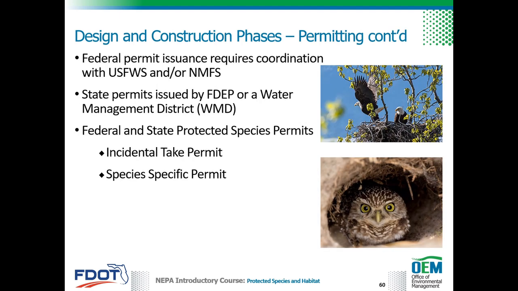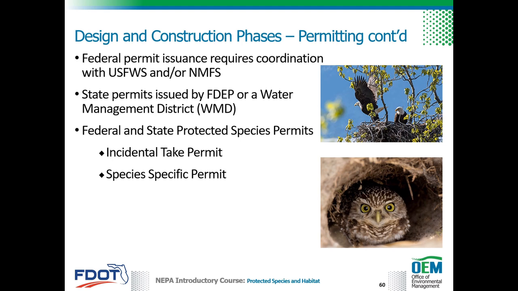Federal permits from USACE and or USCG should have a determination from the services of no effect or may affect, is not likely to adversely affect federally listed species. If the action may affect, is likely to adversely affect one or more listed species, then an incidental take statement authorizing incidental take should have been issued. Issuance of a state general, individual, or conceptual environmental resource permit, or ERP, from the FDEP or a water management district, or WMD, requires that the activity will not adversely impact the value of functions provided to fish and wildlife and listed species by wetlands and other surface waters.